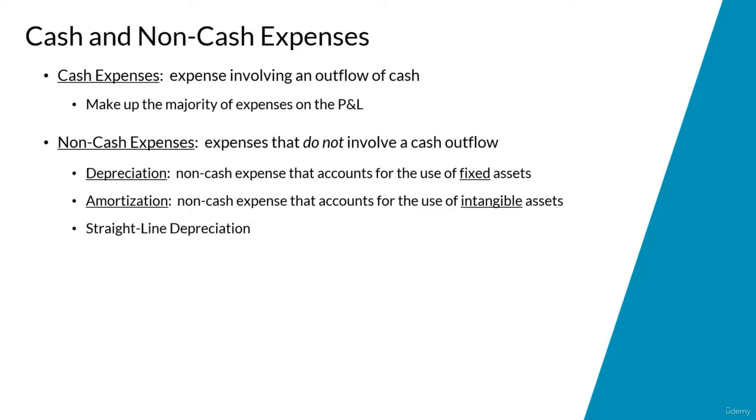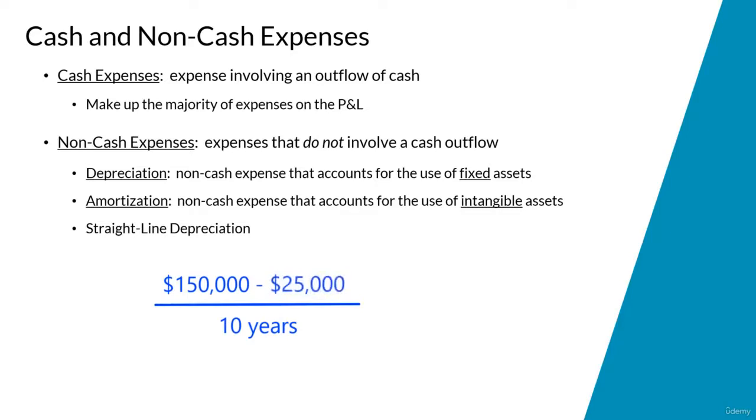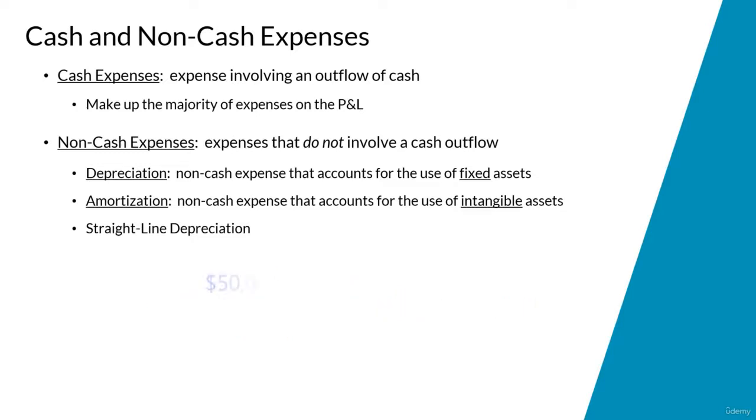So, for example, if we purchased a $150,000 piece of manufacturing equipment with a 10-year useful life and a $25,000 salvage value at the end of year 10, under straight-line depreciation, we'd record a $12,500 depreciation charge per year for the next 10 years. And similarly, if we bought a $50,000 patent with a 10-year life and no salvage value, we'd record $5,000 of amortization per year for the next 10 years.